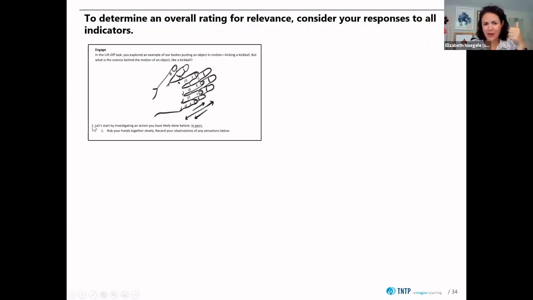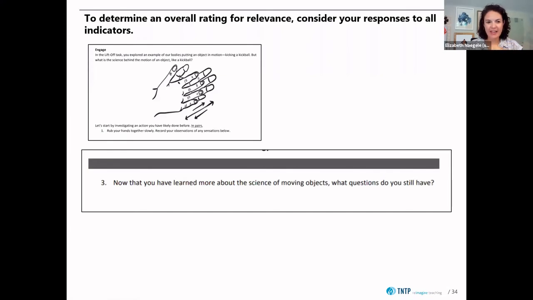So first one, we know that it has use of a phenomenon to get the hands rubbing together with the heat and the speed of fast and slow friction. I gave this a no for the second because it doesn't make use of an experience that is unique to the context of students, homes, or communities. And then the second part is, does it make use of students' questions? There is this question at the very end that says, now that you've learned more about the science of moving objects, what questions do you still have? That, I think, does not meet the bar for making use of students' questions. It doesn't take advantage of students' questions, it just asks what they had.